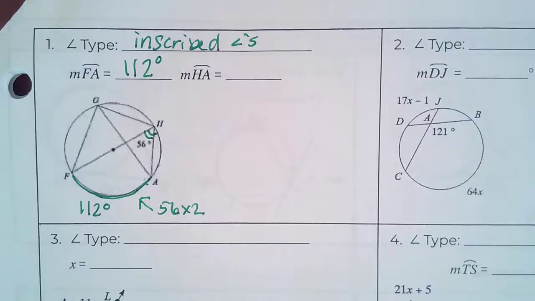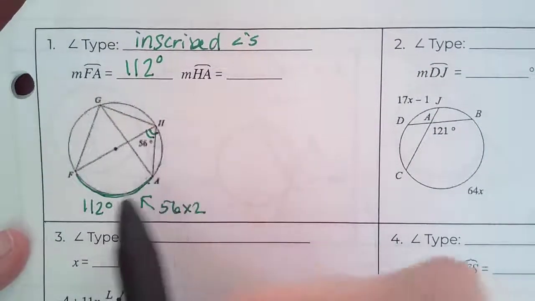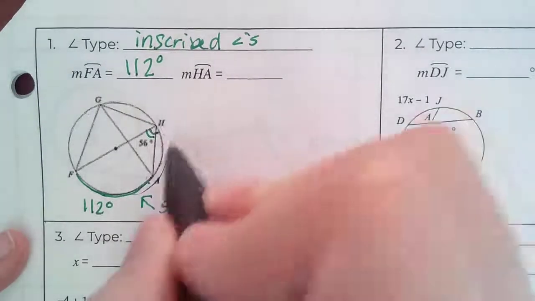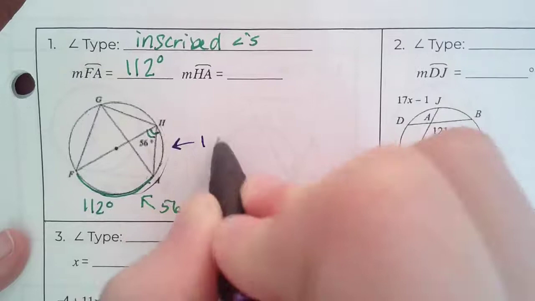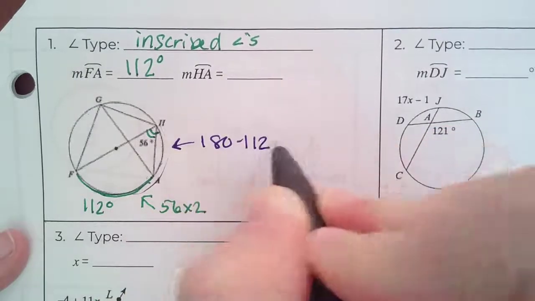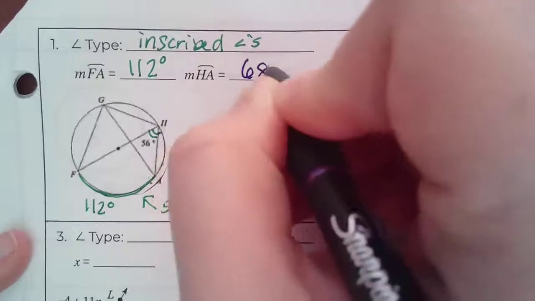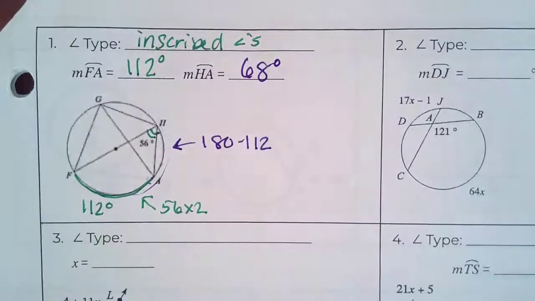And then I'm noticing that FH is a diameter. So if FAH is a semicircle, then to find HA, I'm going to take 180 minus 112. Should get 68 degrees. Questions? All right. Number 2.